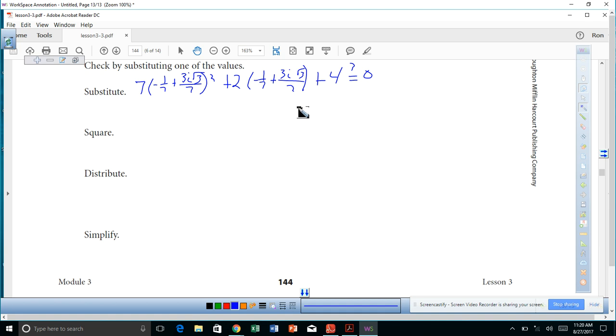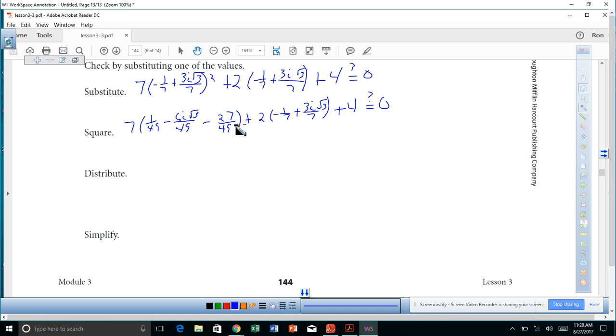All right, so we need to do the square, so we've got 7 times 1/49 minus 6i, the square root of 3 over 49 minus 27 over 49 plus 2 times negative 1/7 plus 3i, the square root of 3 over 7 plus 4. And we're checking to see if that equals 0.